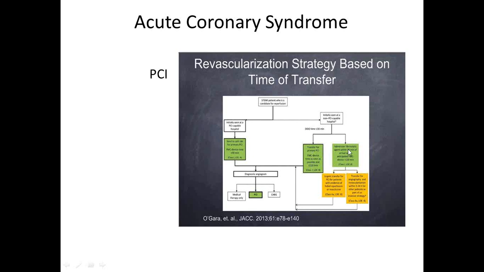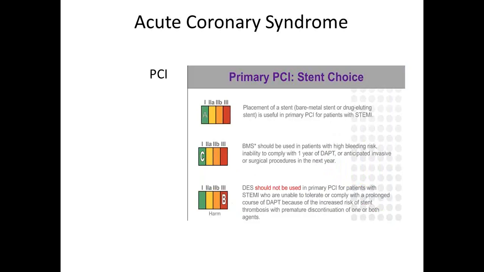If you cannot get them to a facility, say because of distance or transportation is not available, and it's going to take more than 2 hours to get the stent in from the facility that cannot do the stent, then you need to give them thrombolytics. You need to give them clot busting medicine and then transfer them. These timelines are very important.